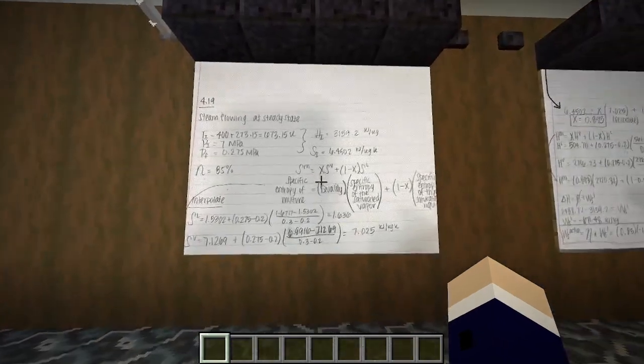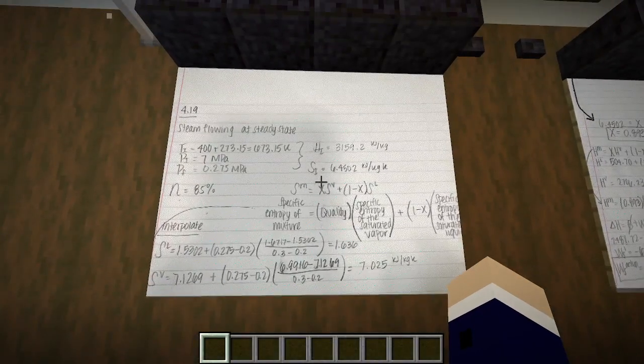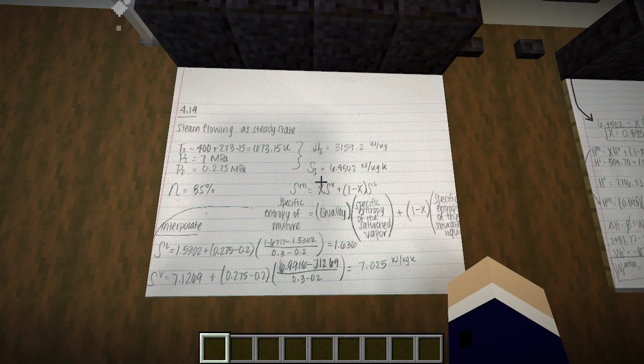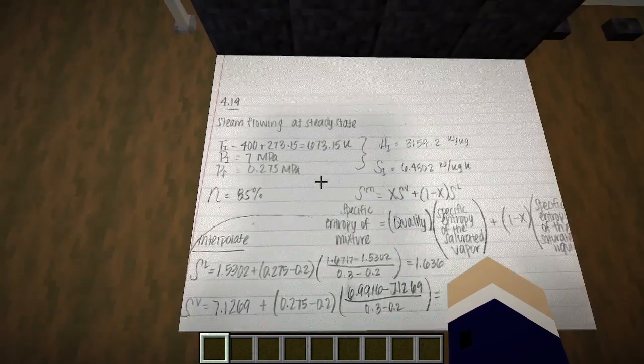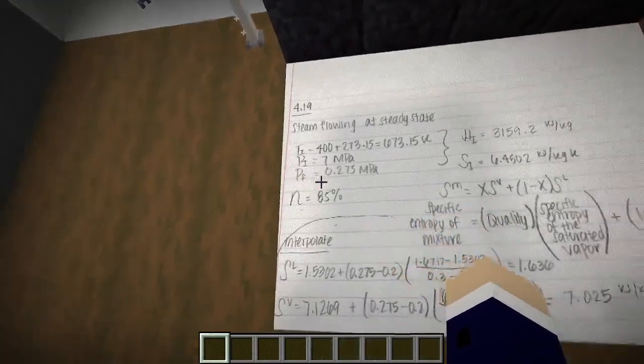Yes, of course. Hopefully. We will be doing problem 4.19. I have this on a note card right here. The question says steam flowing at a steady rate enters a turbine at 400 C and 7 MPa. The exit is 0.27 MPa, and the turbine is 85% efficient. They want to know the quality of the exiting stream and how much work is generated per kilogram of steam. So, in our work, we have our givens right here.